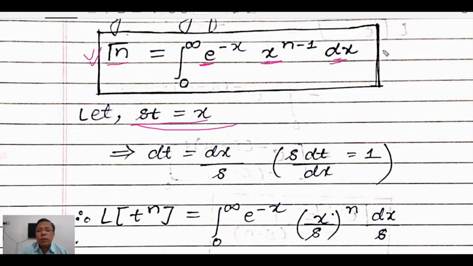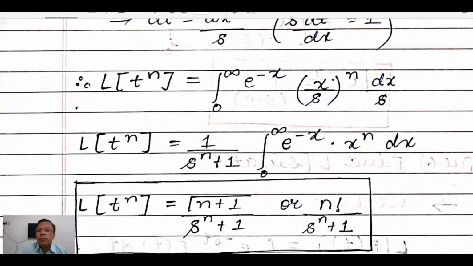So equation 1 we will reset according to this formula. So what to do? Consider st equal to x. So on differentiating this value with respect to x, we have s into dt upon dx equal to 1 and dt equal to dx upon s, and equation 1 becomes Laplace of t power n equal to integral 0 to infinity e power minus x into x upon s whole power n into dx upon s.